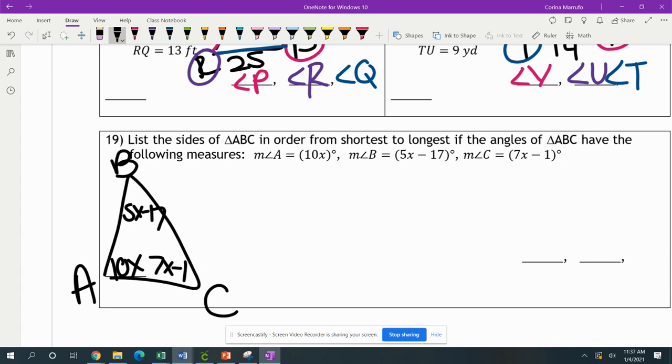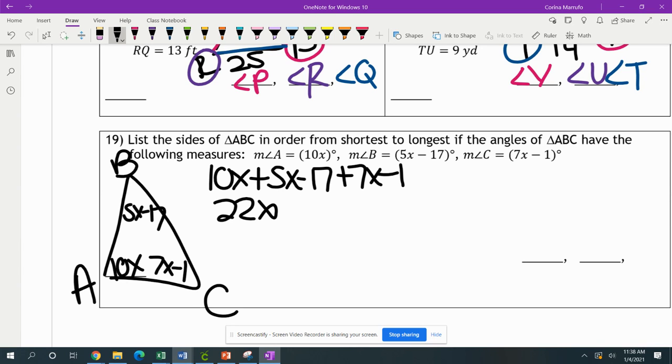Okay, so we don't even know the angles. But what we do know is that the three angles of a triangle should add up to 180. So we're going to have to figure out what these angles are. So we add the x's first. 10 plus 5 plus 7 is going to give us 22x. We're going to equal it to 180. Now we're going to add the numbers. So negative 17 minus 1 is negative 18. This is equal to 180.